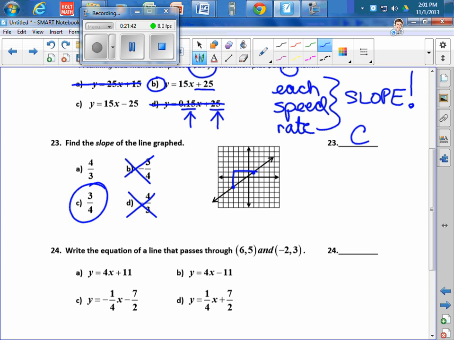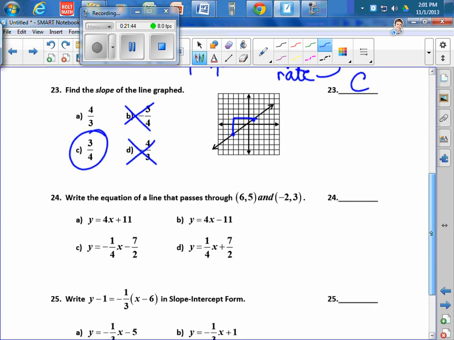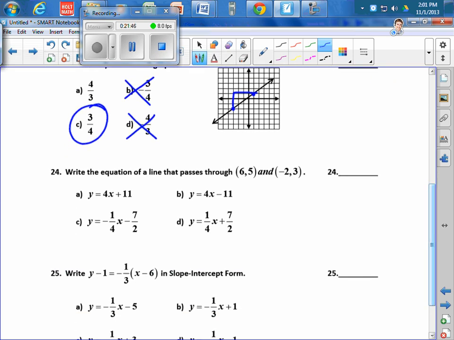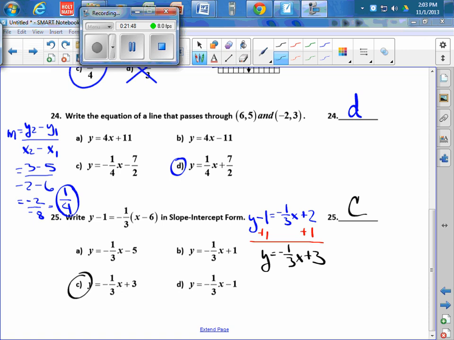Write the equation of the line through (6, 5) and (-2, 3). In number 24, write the equation of the line that goes through these 2 points. Well, you've got to find your slope first, and it turns out to be 1/4. Well, look at this. The only response that we have is 1/4, so it must be D. And in number 25, use the distributive property on the right side. You get -1/3 x plus 2. Adding 1 to both sides, -1/3 x plus 3 is the answer C.